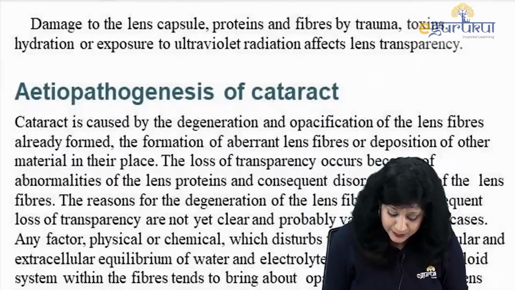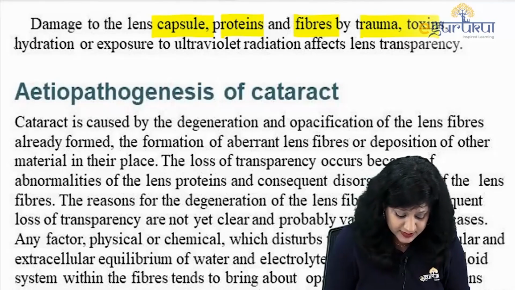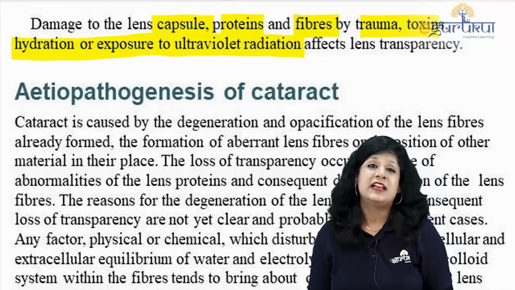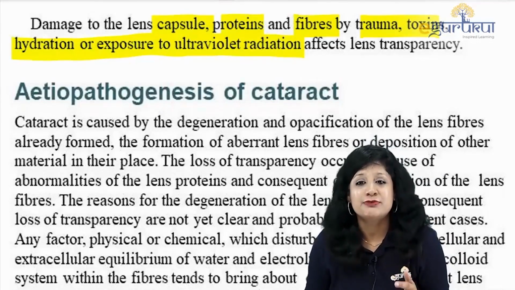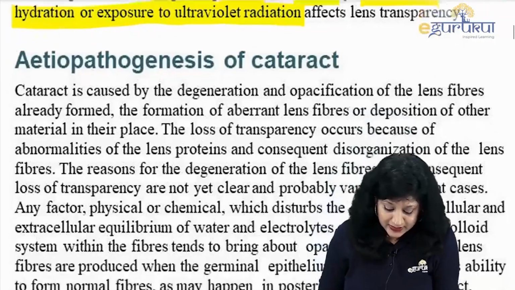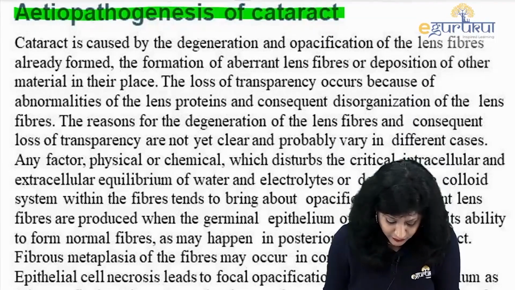Damage to the lens capsule, damage to the protein fibers by trauma, toxins, hydration or exposure to ultraviolet radiations, so they are affecting the lens transparency. So indirectly they are telling you what the different factors are which are responsible for the cataract. So let's come to the etiopathogenesis of the cataract.